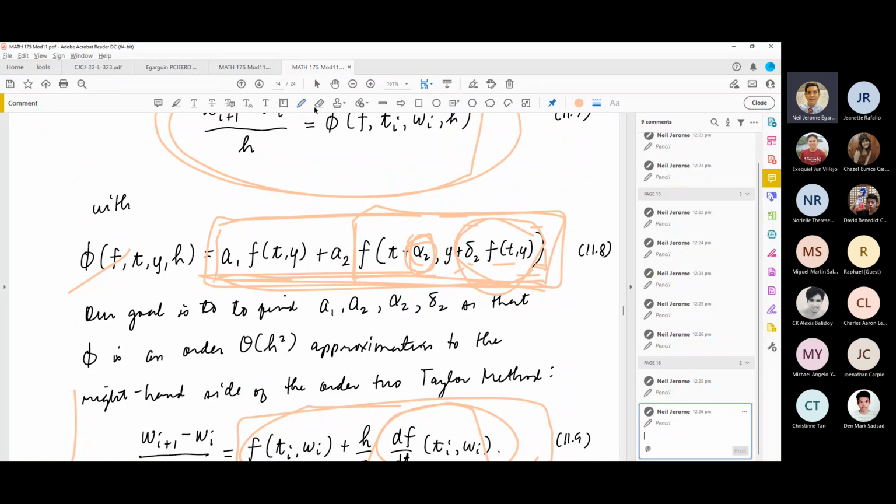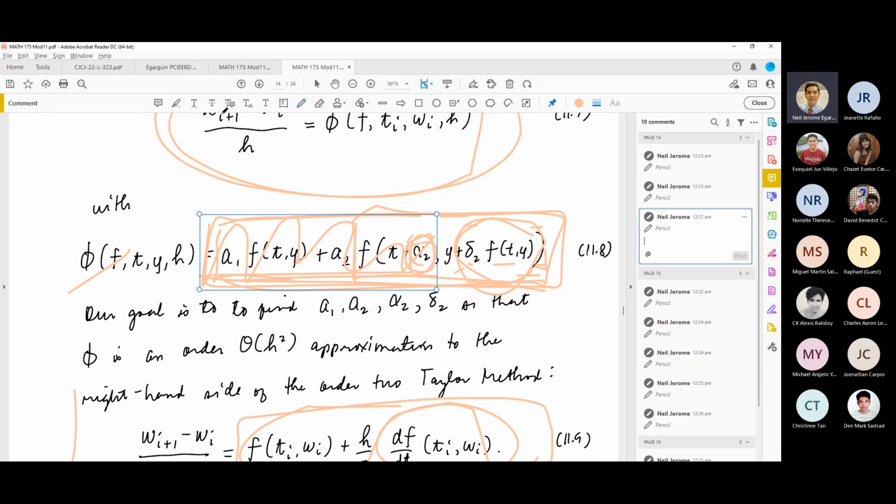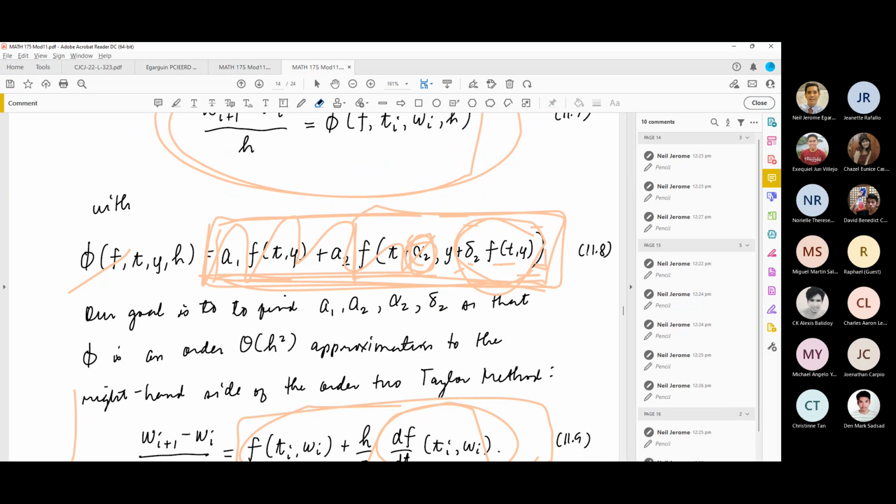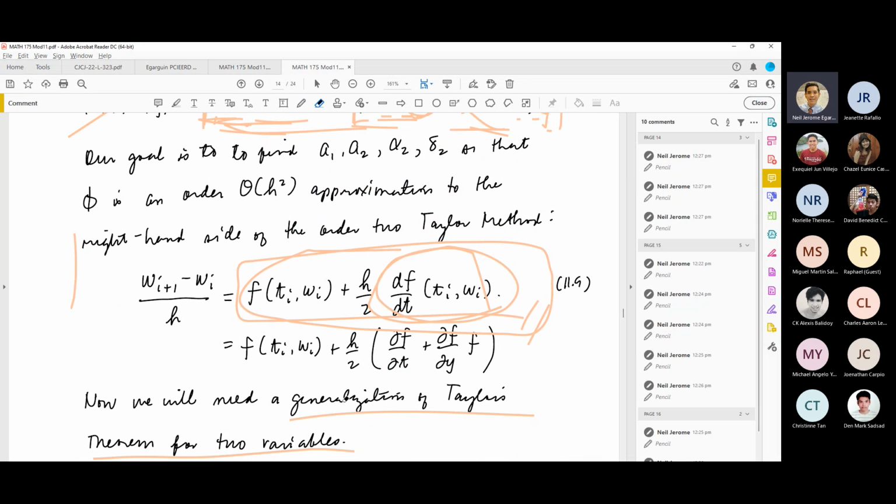So si 11.8, siya yung equation, sorry, hindi pala 11.8. Nasaan yung right-hand side ng Taylor's? Okay. Ito pala yung right-hand side ng Taylor. 11.9.